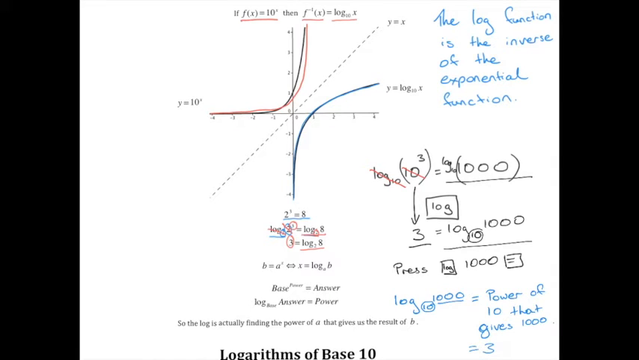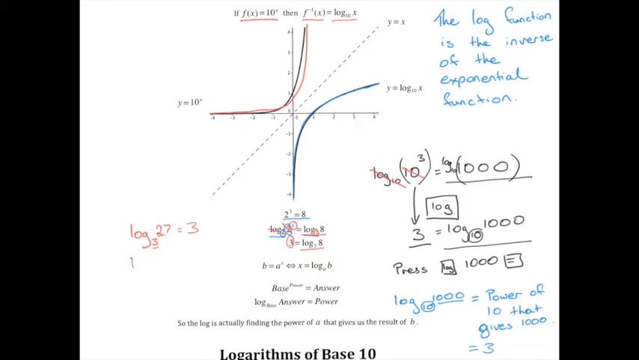So for instance, let me give you another example. Log base 3 of 27. So what that's asking is, what power of 3 gives me 27? Well, that's 3 to the power of 3. You can work that out on your calculator. That's 27. So that equals 3.